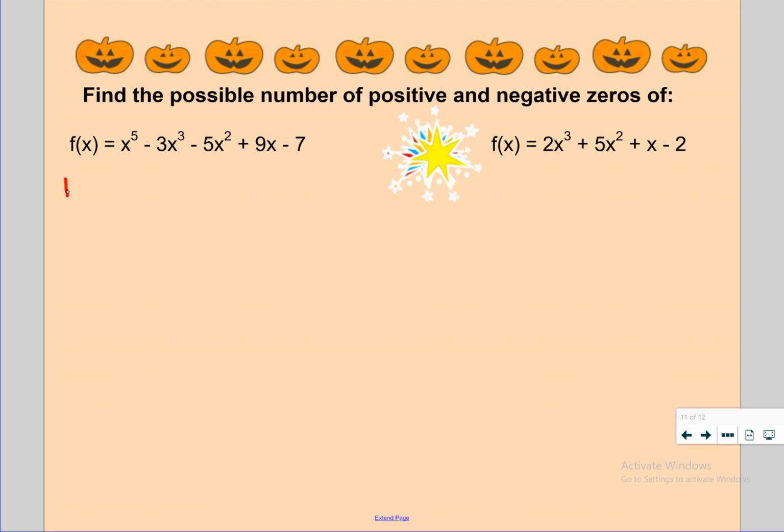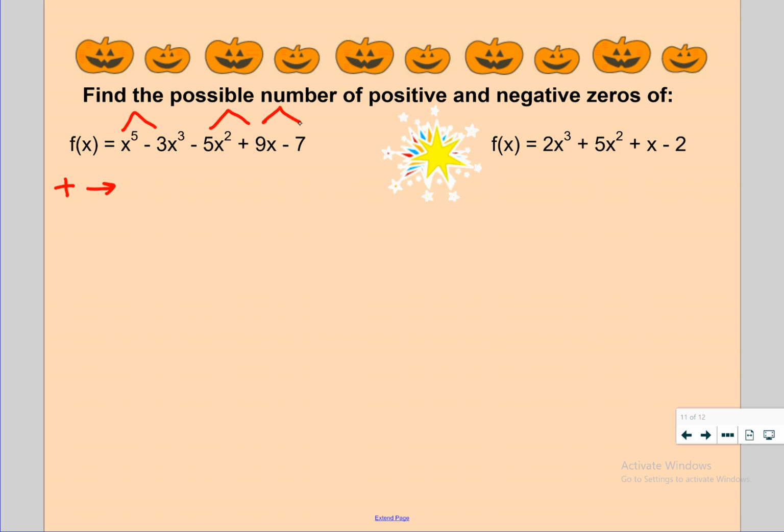First part of the rule, we find the possible number of positive zeros. All we have to do in the equation is count from left to right how many times the equation changes from positive to negative or negative to positive. And your terms need to be in order, which usually they are for these problems already. All right, so my first term is positive. My second term is negative. So between the first and the second term, there is a change of sign. The second term is negative, and the third term is also negative. That is not a change of sign. Negative to positive, change of sign. Positive to negative, change of sign.